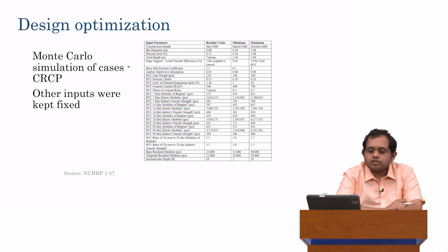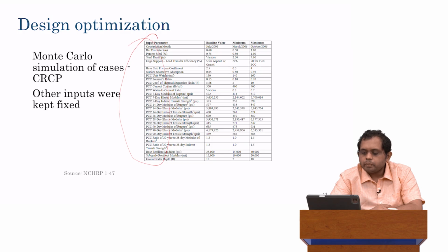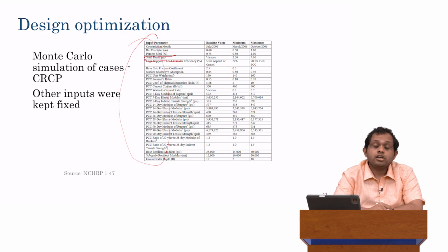That was for JPCP. Similarly, for CRCP, the inputs are very similar. One of the big differences is, as you see over here, steel depth and percentage of steel. Those are things you won't find in JPCP. Generally, the steel depth is fixed. The percentage of steel is more or less fixed in JPCP.